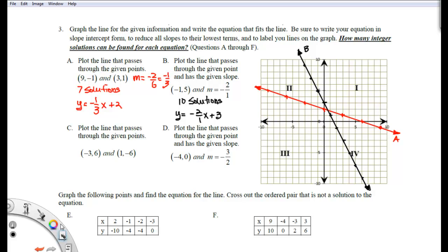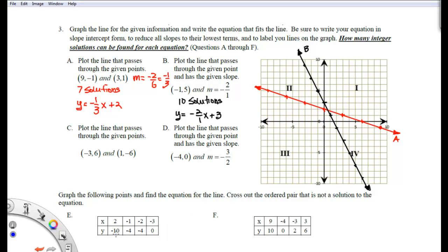Now for the last one, we're going to come down here and we're going to do E. Now, this is a little bit different. We're going to graph all these ordered pairs, and out of these 4 ordered pairs, there's one that's not going to be on the line. So you've got to be really careful when you graph to make sure that you do it correctly. So we're going to graph the ordered pairs first, and then when we get done graphing the line, we're going to cross out the ordered pair that is not a solution to the equation.